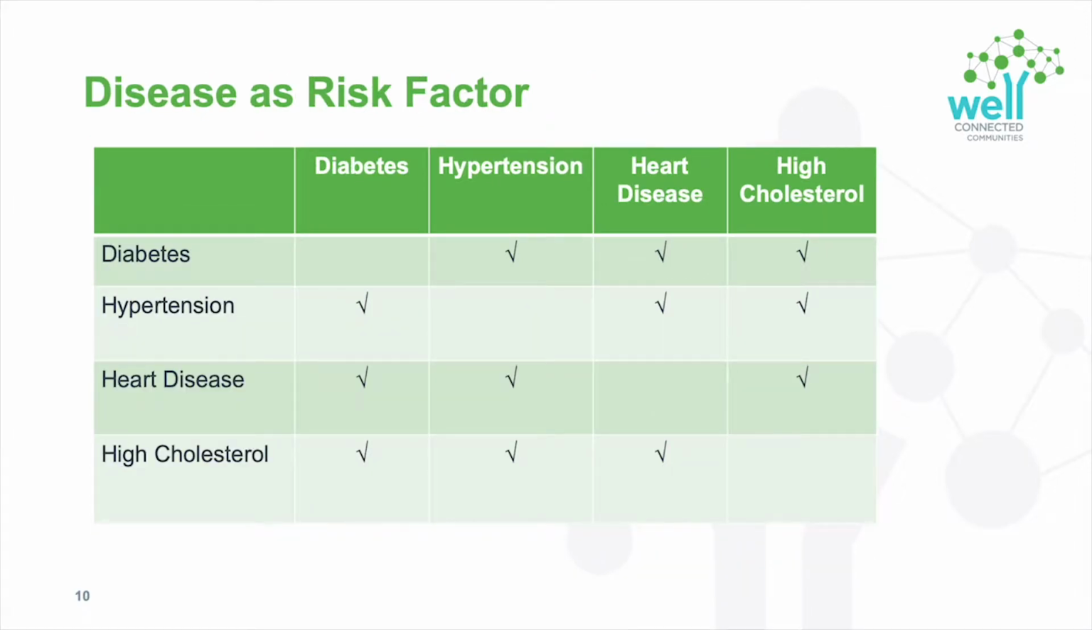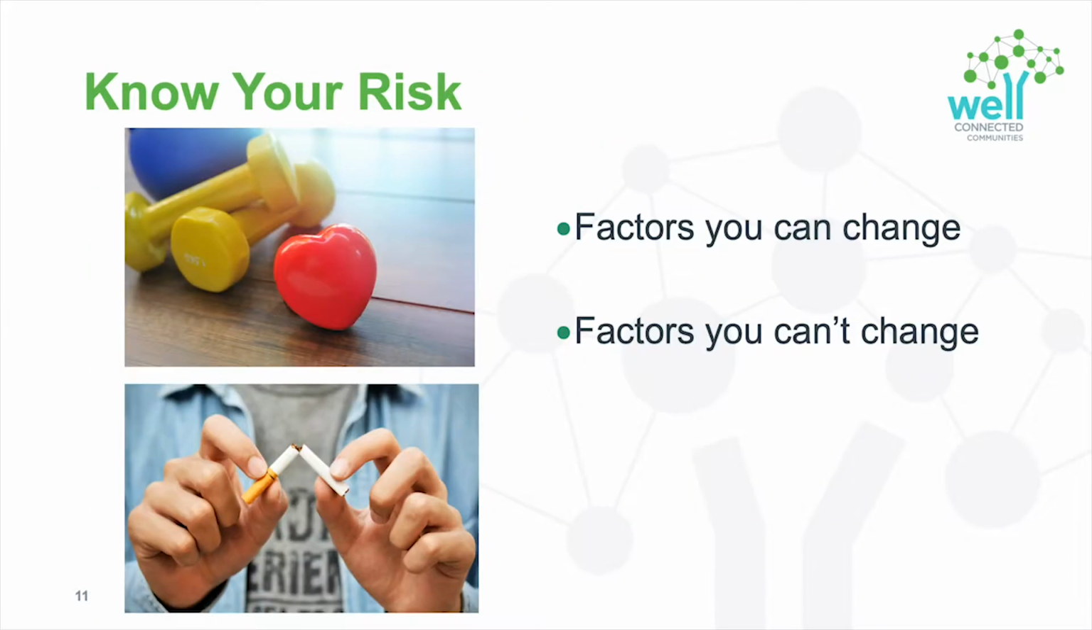Additionally, each condition or chronic disease is a risk factor for others. Said another way, if you have diabetes, you are at increased risk for hypertension and heart disease. There is a cumulative effect. It's important to know what your risk factors are and to know that some risk factors can be changed, but others cannot.